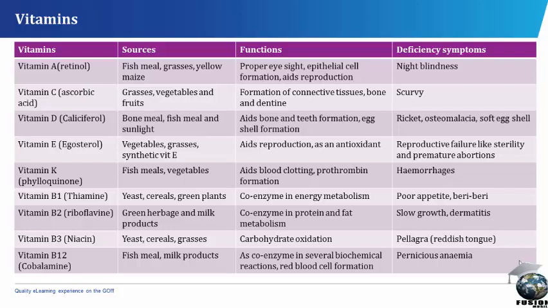Vitamin B1, thiamine. Sources: yeast, cereals, green plants. Functions: coenzymes in energy metabolism. Deficiency symptoms: poor appetite and beriberi.